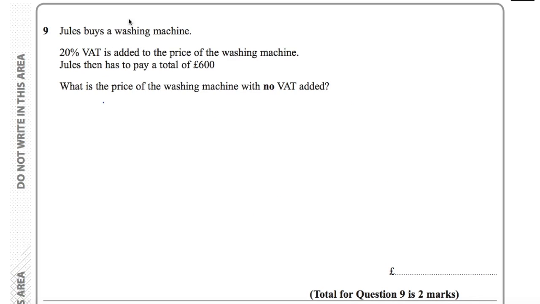Question 9 says, Jules buys a washing machine. 20% VAT is added to the price of the washing machine. Jules then has to pay a total of £600. What is the price of the washing machine with no VAT added?